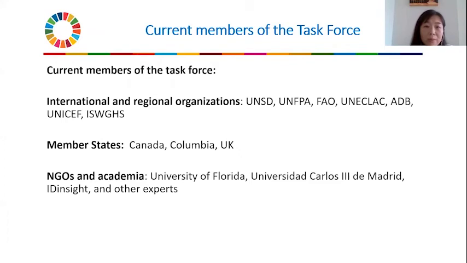So the current members of the task force include international and regional organizations, such as the UN Statistical Division, the UN Population Fund, the Food and Agriculture Organization, the UN Regional Commission in Latin America, the Asian Development Bank, UNICEF, and also the Inter-Secretariat Working Group on Household Survey. We also have member states: the National Statistical Offices in Canada, Colombia, and the UK. In addition, we have experts from NGOs and academia, such as the University of Florida, Universidad Carlos III de Madrid, ID Insight, and also additional experts.